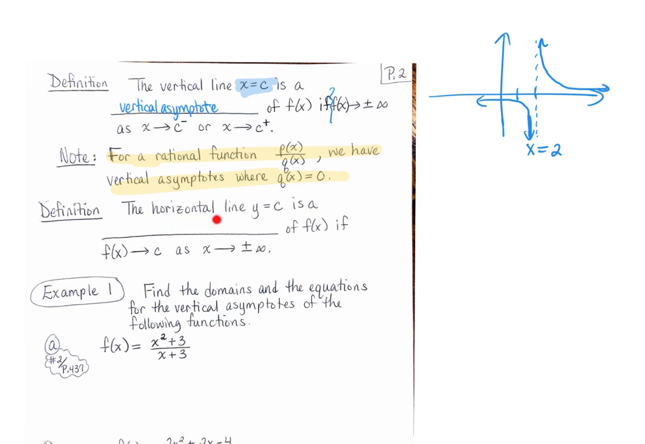Now, the horizontal line, y equals c. Horizontal line is y equals c. Is a what? Is a horizontal asymptote. Very good. It's a horizontal asymptote of f of x if f of x approaches c. So it's now approaching a constant instead of plus or minus infinity, and x is approaching plus or minus infinity.